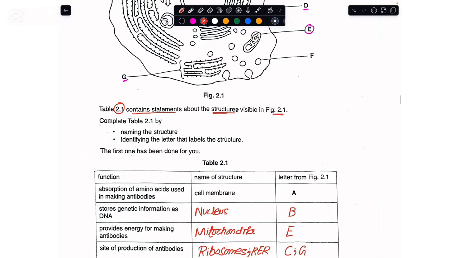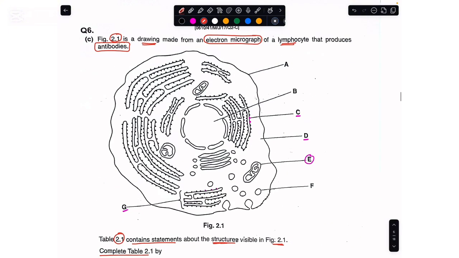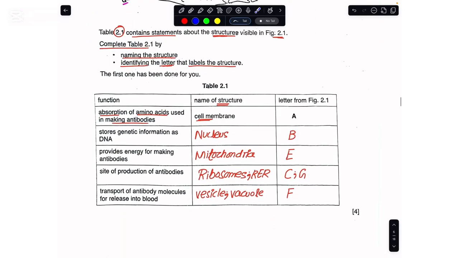And they ask you to complete the table 2.1 and you are required to name the structures, and then you are also required to identify the letters that correspond to the structures which they have given you. And for your ease, the examiner has solved the first part. So here they say the function is absorption of amino acids that are used in making the antibodies. And the name of the structure which they have given is a cell membrane. And the letter which the examiner himself is writing is A. Now we have to crack the other things.